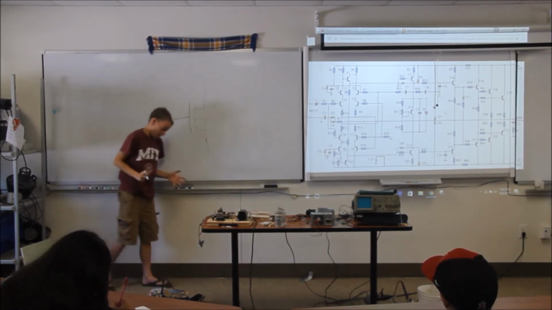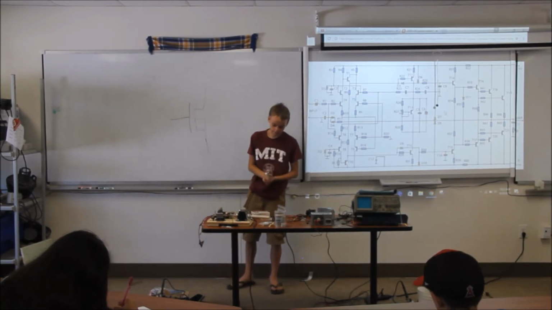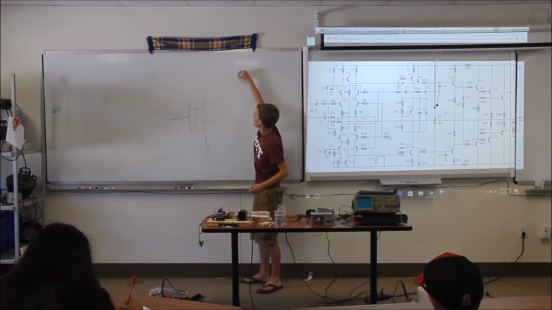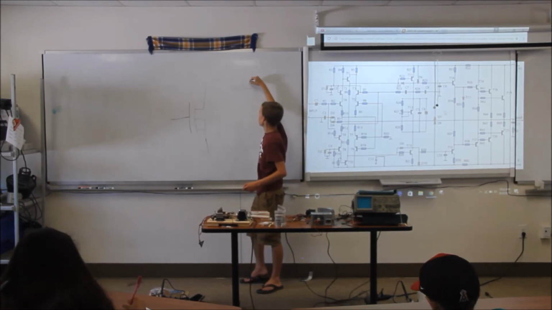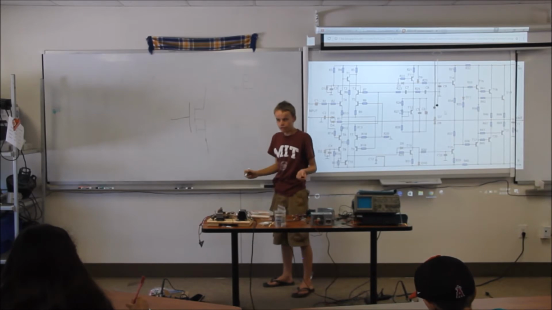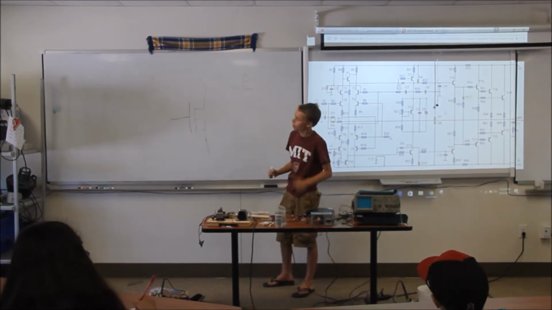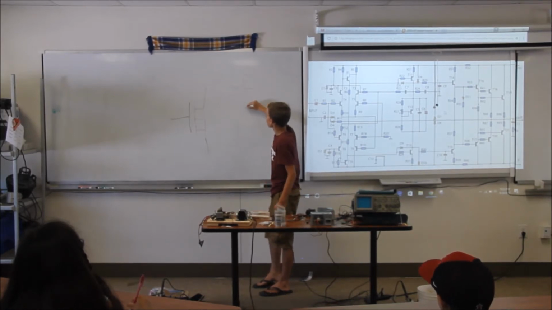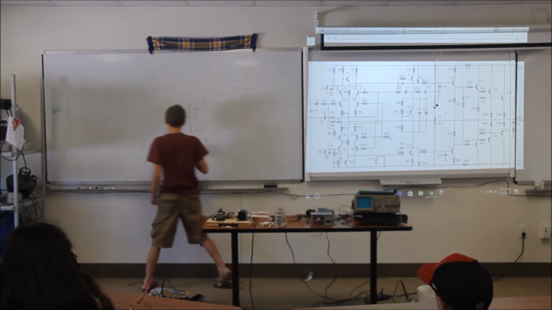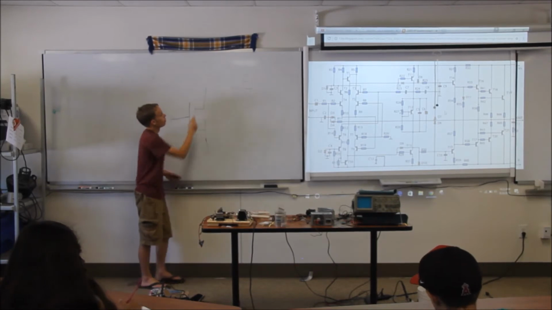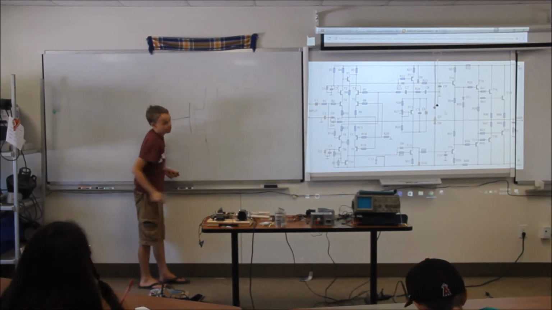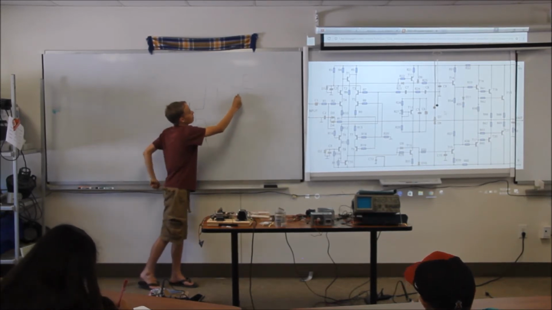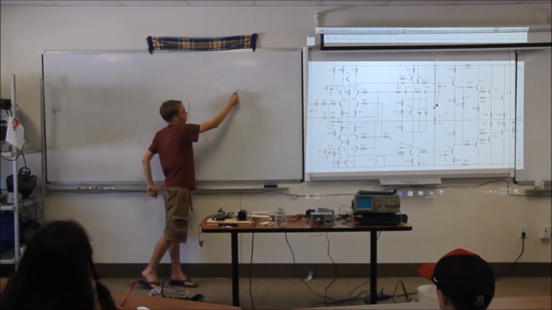Now, the terms of a MOSFET are different than the terms of a transistor. On a transistor, we had base, collector, emitter. Now, on a field effect transistor, we have different terms. We have a gate, we have a drain, and we have a source. So the gate is right here. It is similar to the base of the transistor. We then have a drain, which is similar to the emitter. We have a source, which is similar to the collector.